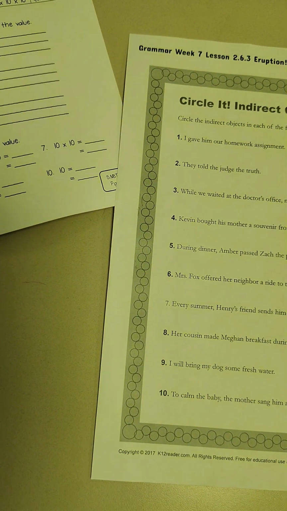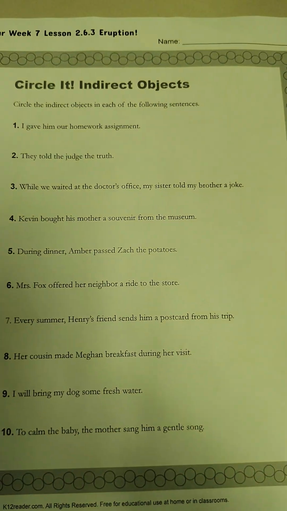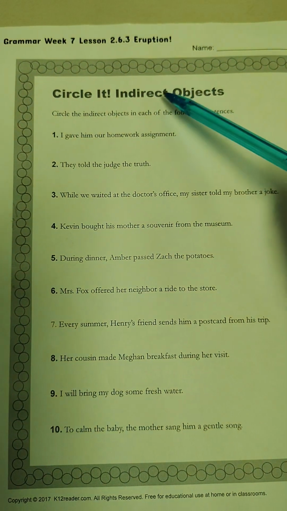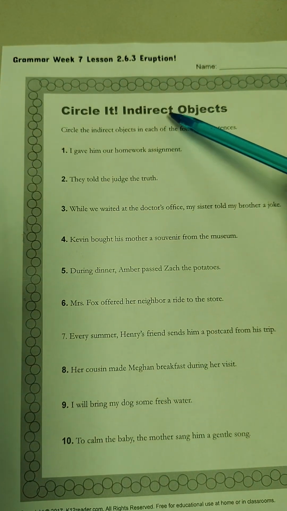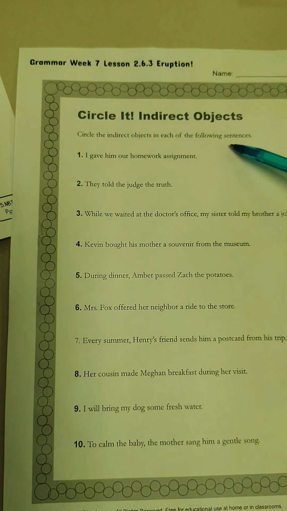Today we have one ELA sheet and two math. For the ELA, we're talking about the indirect objects. So the indirect object is indirectly what you're speaking about.